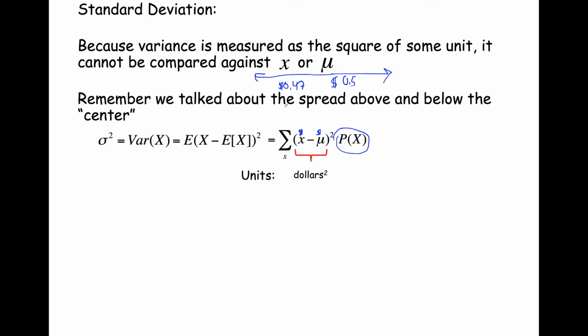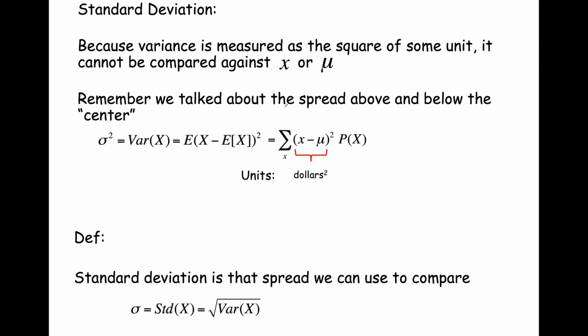Because variance measures as the square of some unit, it can't really be compared easily against the mean or some measurement. So it's kind of hard to think about what to do. So we talked about this idea about spread above and below the center. And so the standard deviation is the spread that we can use to make the comparisons between this measurement of the dispersion, the spread of a distribution, and either the mean or the measurements that you would actually encounter.